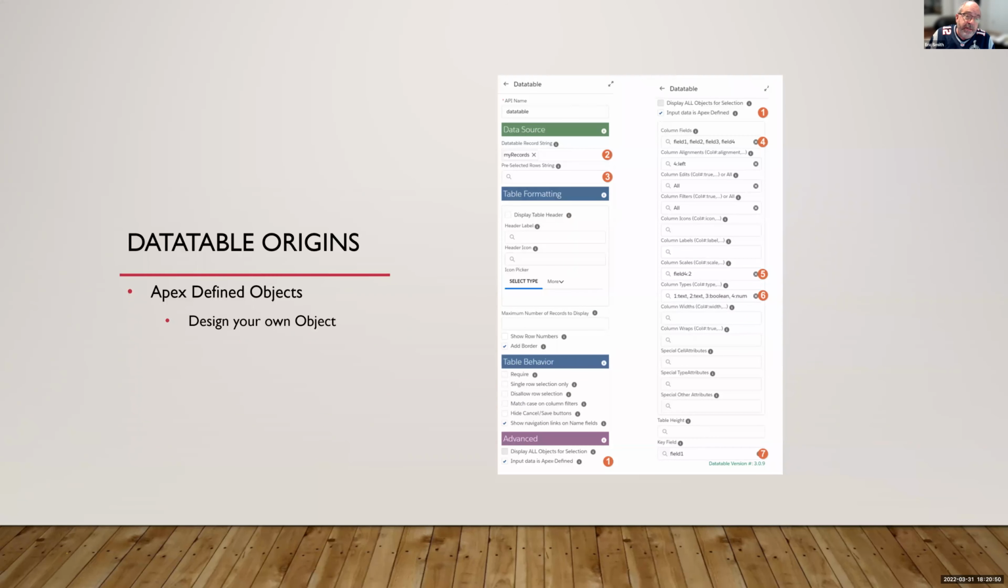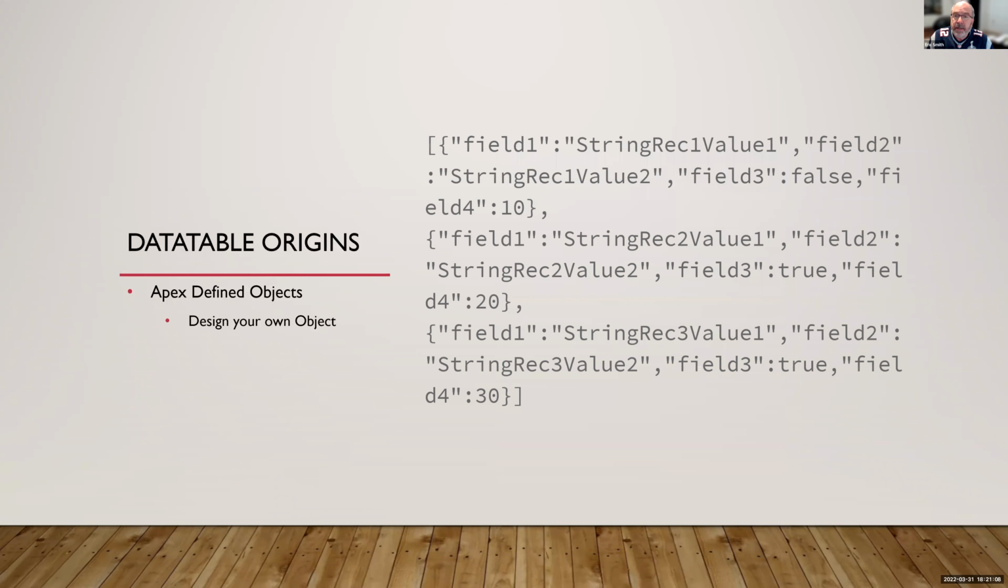A couple other recent additions that I made to this: in addition to supporting all Salesforce standard and custom objects, I extended this to support Apex defined objects. In other words, you can define your own object or your own data format to display in the data table. In fact, you can even build a JSON formatted table inside of your flow on the fly, and then have the data table component take that string and display it as a data table.